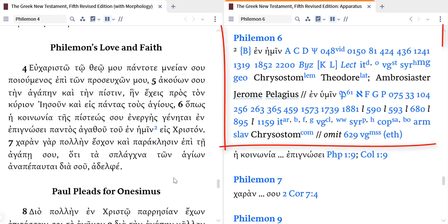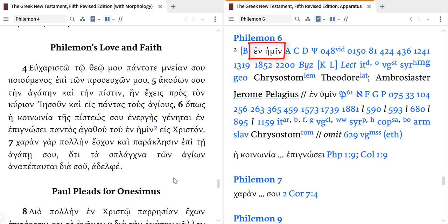So if we look over to the apparatus, we see first again the reading in the text, "in hēmin." The double slashes tell us where the evidence ends. Then we have a different reading, "in humin." Then the double slashes, and then the word "omit," which means that some manuscripts omit these words. So we'll go a little bit more quickly this time than we did on our first variant in Philemon.